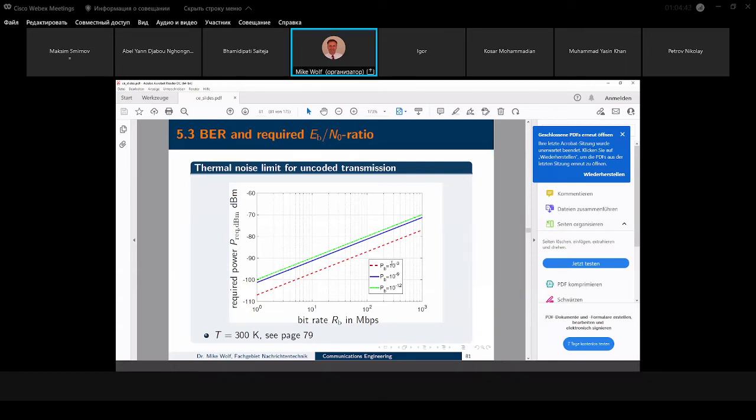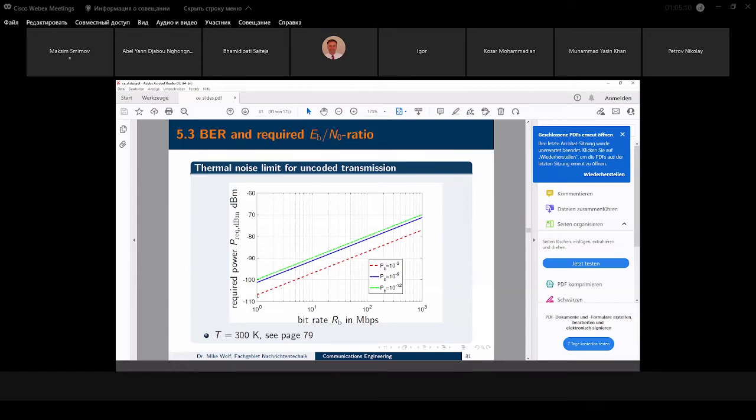So if you have a bit rate which is here measured in megabit per second at room temperature, and if the bit rate is just 1 megabit per second, in the best case you get a receiver sensitivity of about minus 107 dBm. The lower this value is, the less power is required.